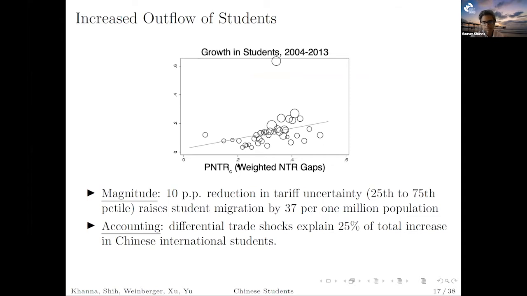And this shock really explains a meaningful fraction of the total increase in the flow of international students from China to the US, right? I say differential trade shock because this is kind of like a diff in diff. So even cities that faced small trade shocks contributed to meaningful increases in student flows from China to the US, right?